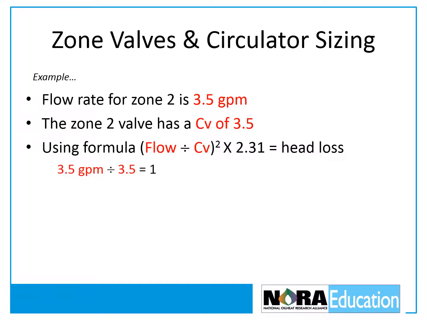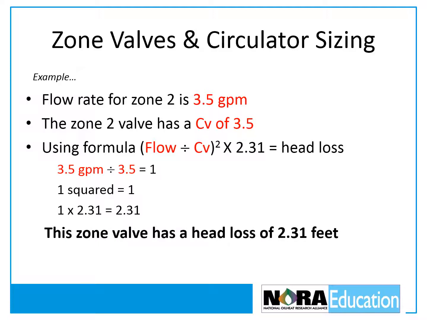In this case, it's fairly easy. We have a 3.5 gallon per minute divided by 3.5, which is the CV, and that gives us a value of 1. 1 times itself, or squared, is still equal to 1. We multiply that times 2.31, and that gives us a total head for this zone valve of 2.31 feet.